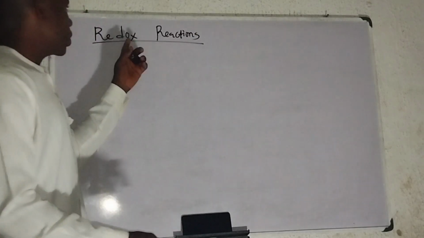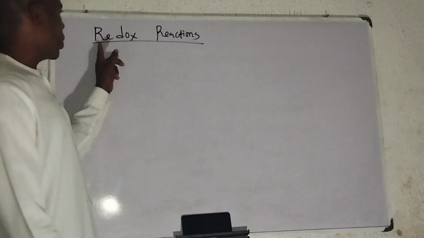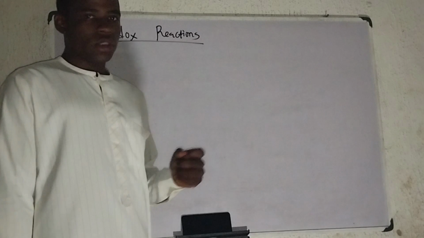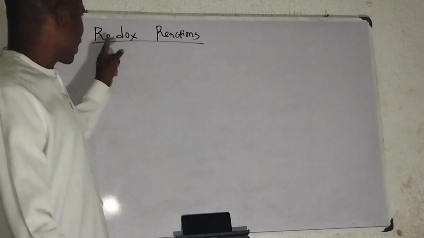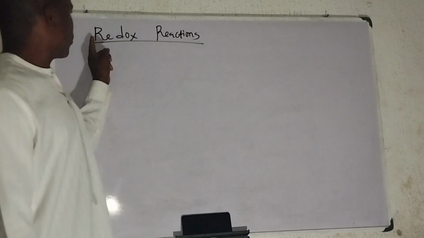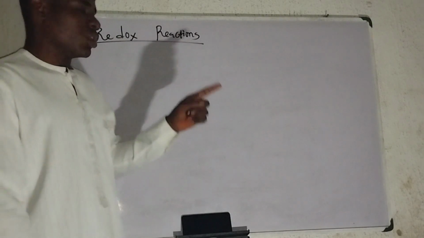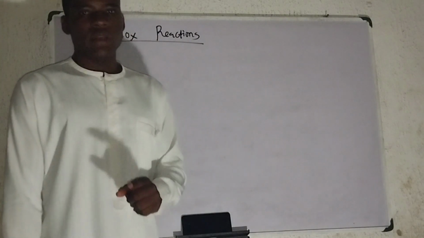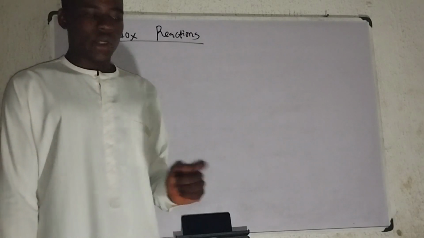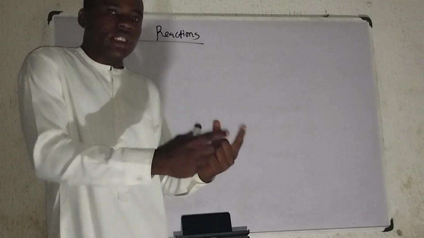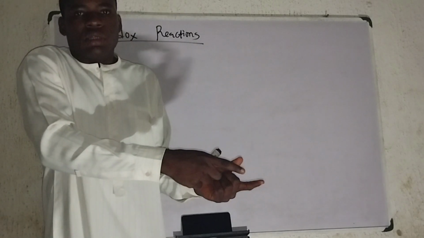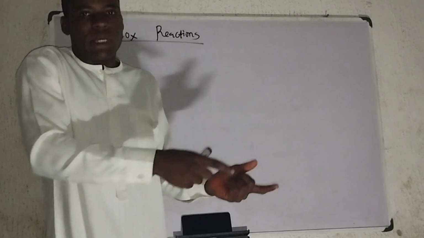Let's talk about redox reactions. The name redox is coined from the words reduction and oxidation. If you look at this redox, we have reduction and what? Oxidation. So in this video, I'm going to explain reduction and oxidation according to their old definitions and their modern definitions. So we will see some reactions. I will use some reactions in our explanations.